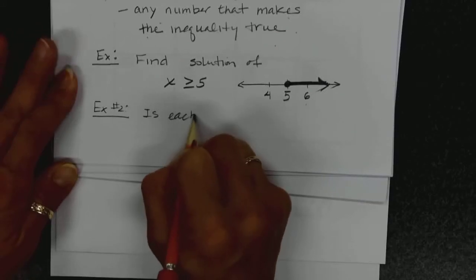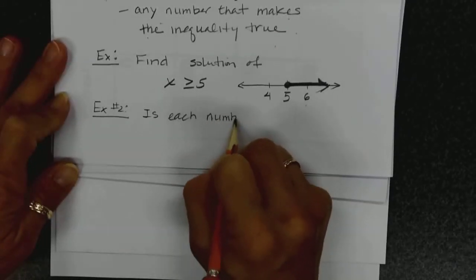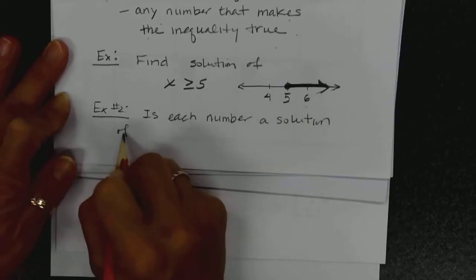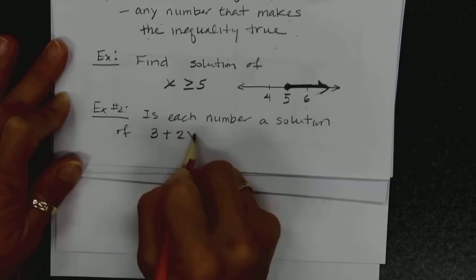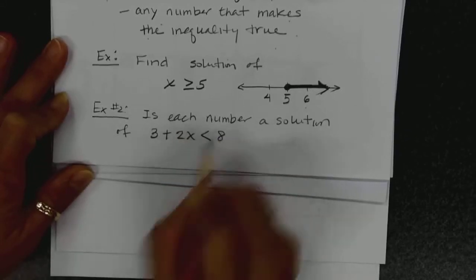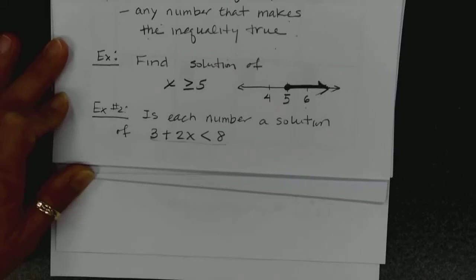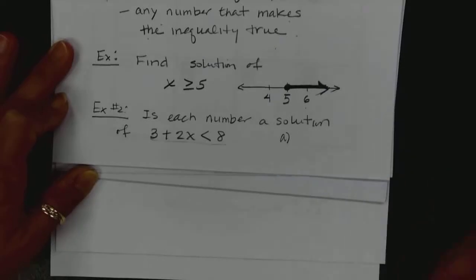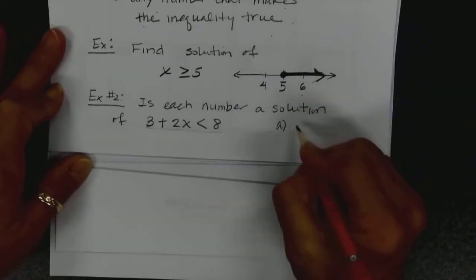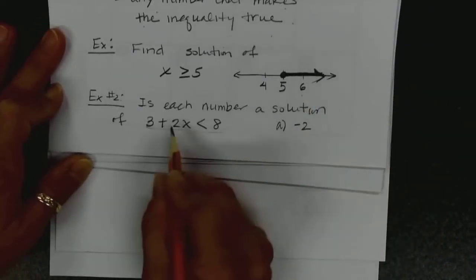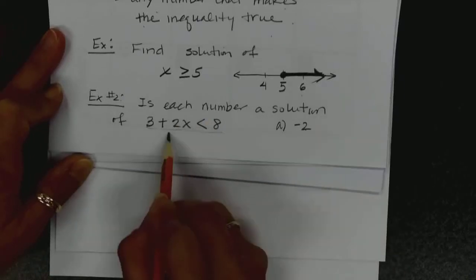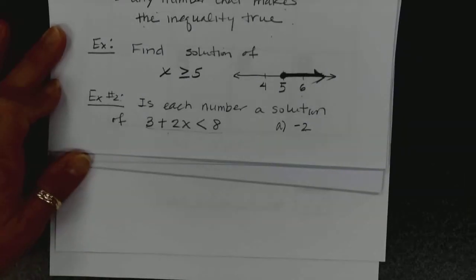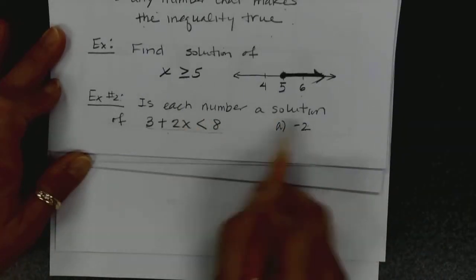So this is what we're doing. Is each number a solution of 3 plus 2x is less than 8? So here's my statement right here. That's my inequality. Now, is each... So here's A. Is A, which is -2, a solution? Is -2 one of the x values that will make this statement true? How would you do it? Solve it or take this number and plug it in.